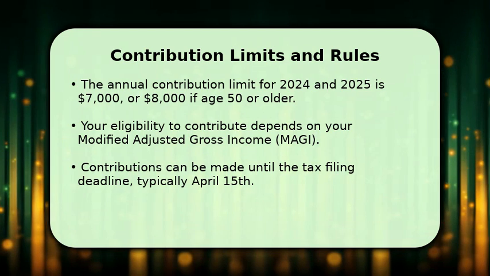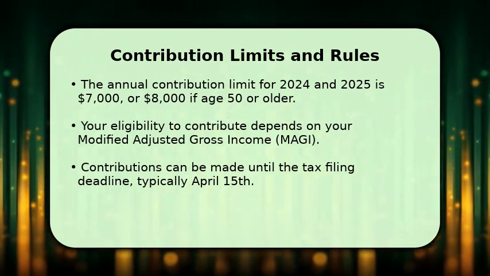It's crucial to be aware of the Roth IRA contribution limits. For 2024 and 2025, the maximum you can contribute is $7,000 or $8,000 if you are age 50 or older. Your eligibility to contribute may be affected by your modified adjusted gross income, so always check current IRS guidelines.